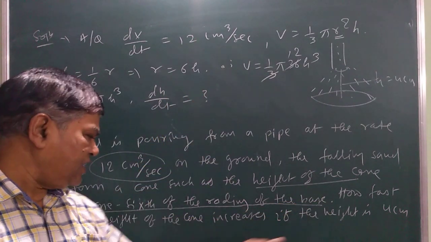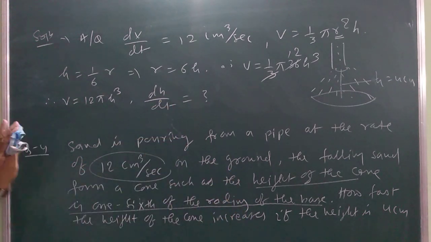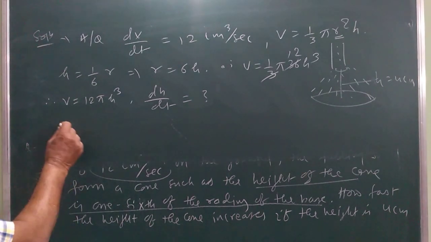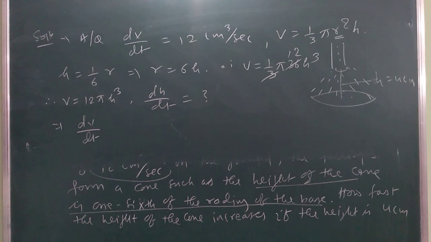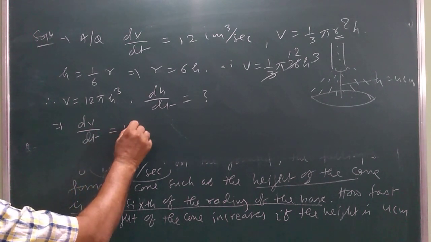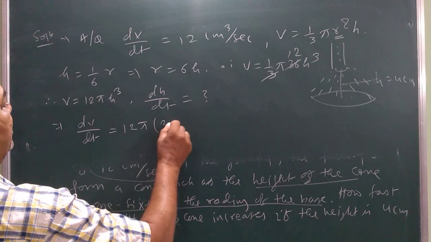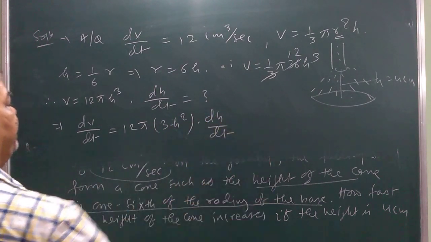How fast the height of the cone increases, this quantity is to be found. Now this is dV by dt. By taking the derivative of this V with respect to time, this is 12 pi, this is 3h square into dh by dt.